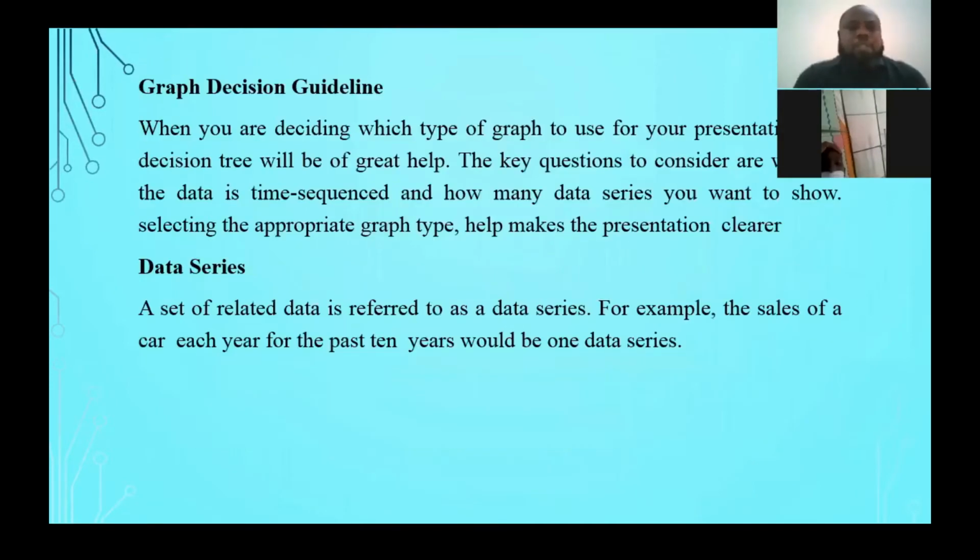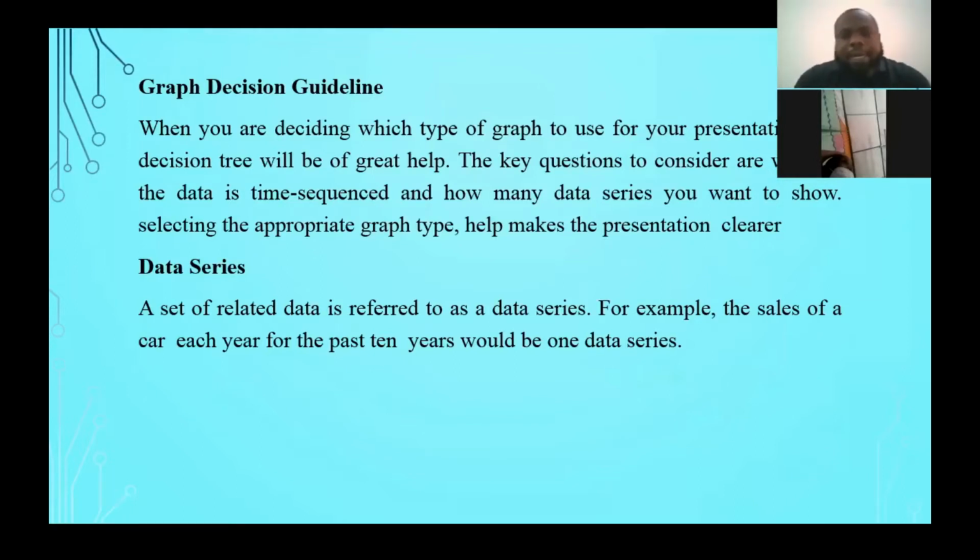Now, graph decisions and guidelines. When you are deciding which of the graphs to use for your presentation, the decision tree will always be of great help. The key questions to consider are whether the data is time sequence based, or how many data series you want to show. Selecting the appropriate graph helps in making the presentation clearer.